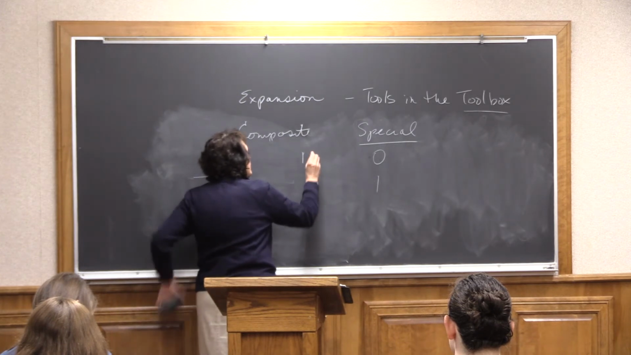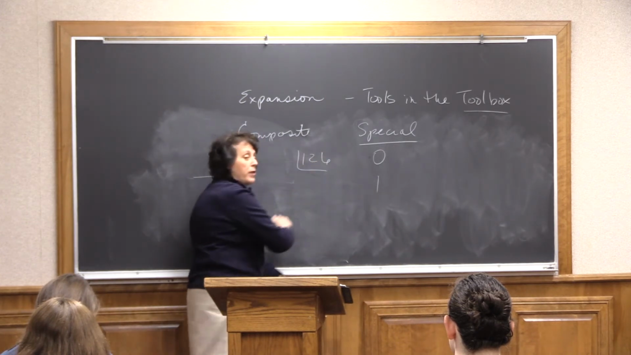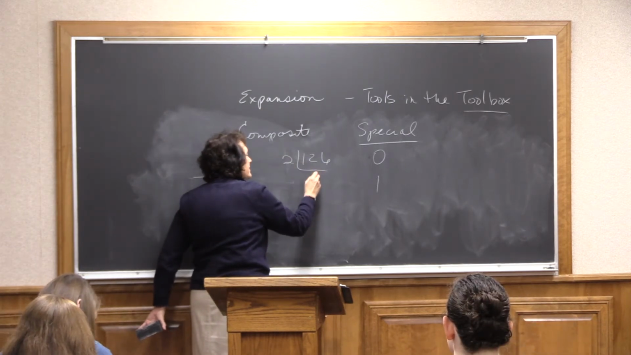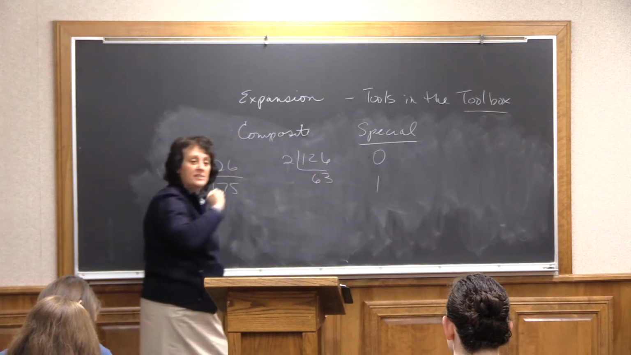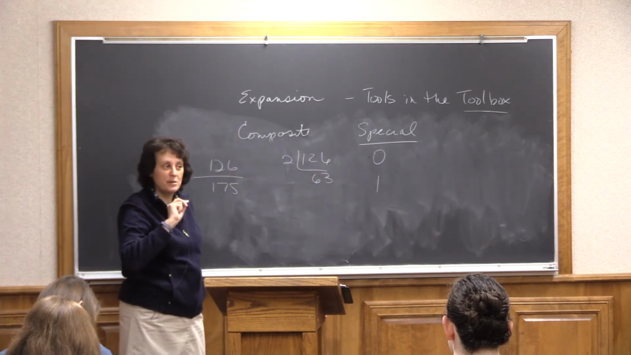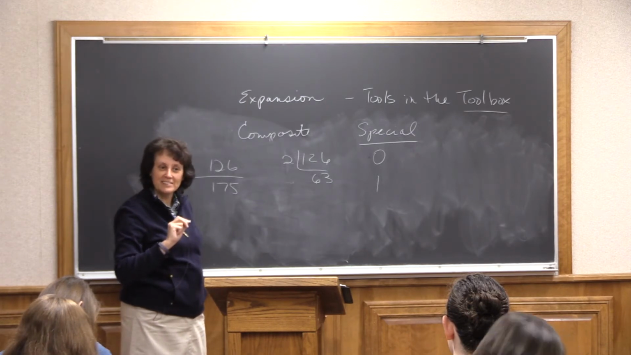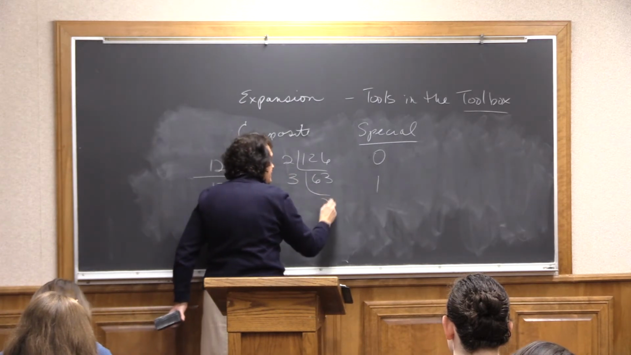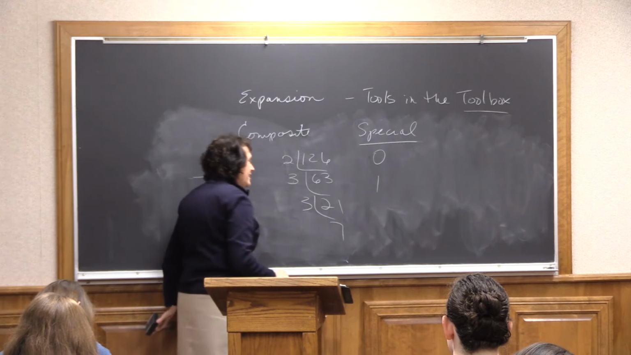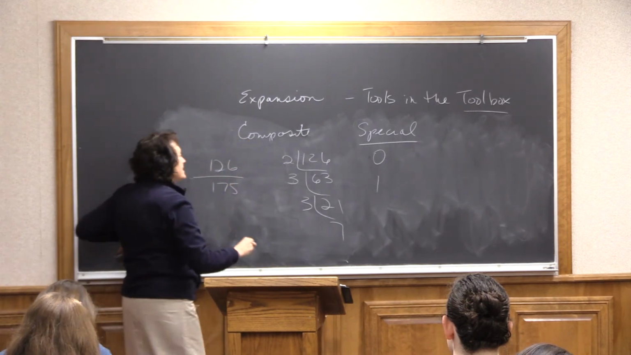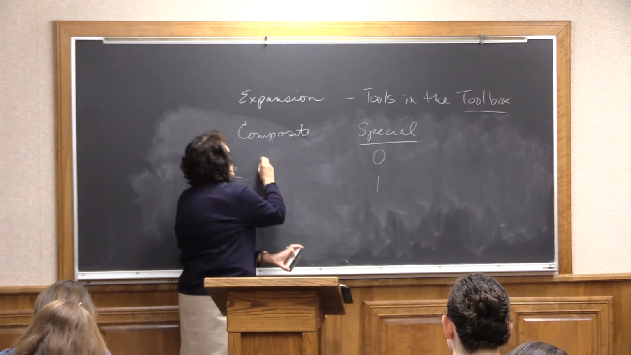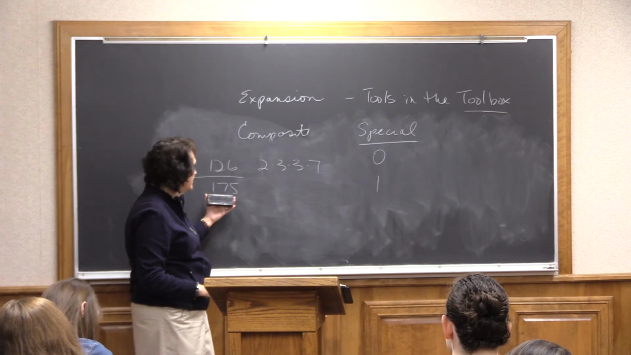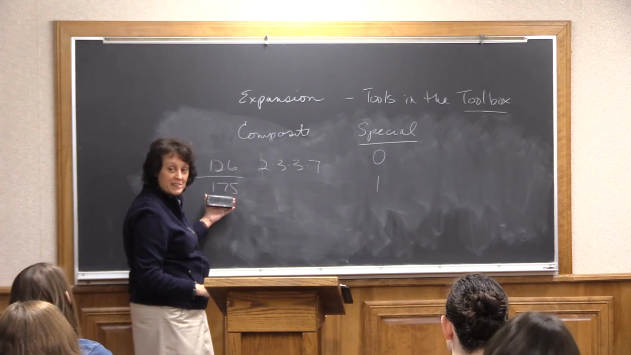I'm going to take the 126, and I'm going to start where? Where am I starting? 2, because that's even. That's going to give me 63. Where am I going next? But that's 7 times 9. Why don't I go to 7? Out of order. I'm going to use 3. That's going to give me 21. And I'm going to still use 3 until I get it down to the 7. So 126 is 2 times 3 times 3 times 7. Does everybody see the 2 5s?